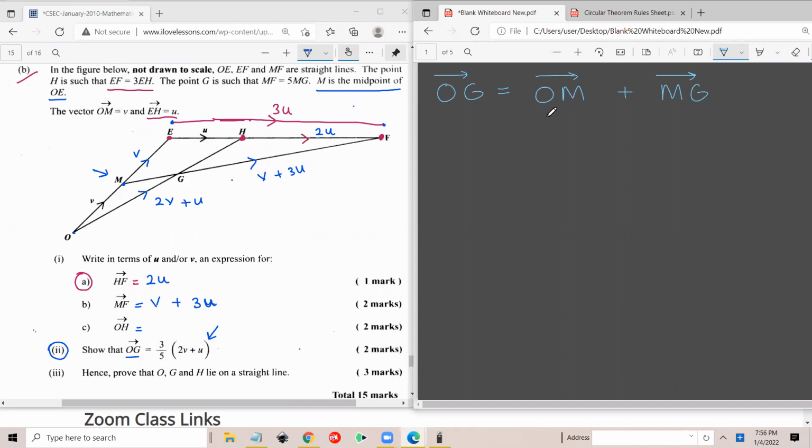Do we have the value for OM? Yes, I think we have the value for OM. It's clear on the board here. O to M is just V. Now we've got to be careful here. On the board here, well, I say board, but it's already a screen.